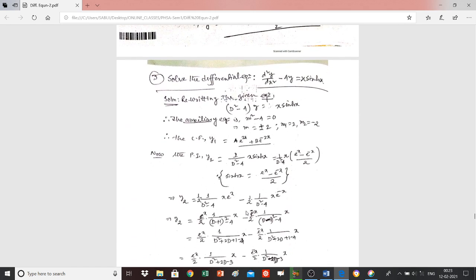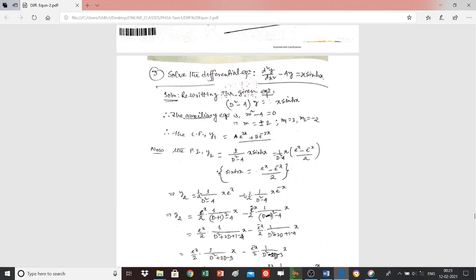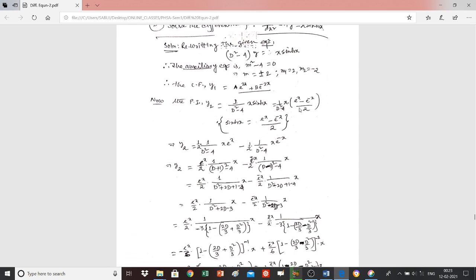Another one is here d2y by dx squared minus 4y is equal to x sinh x. So here the complementary function is y1 is equal to a e to the 2x plus b e to the minus 2x, and the particular integral is 1 by D squared minus 4 of x sinh x, and the hyperbolic sine of x can be written in this fashion, that is e to the power x minus e to the minus x, by 2, and this term 1 by D squared minus 4 into x is there, since sinh x is equal to this.